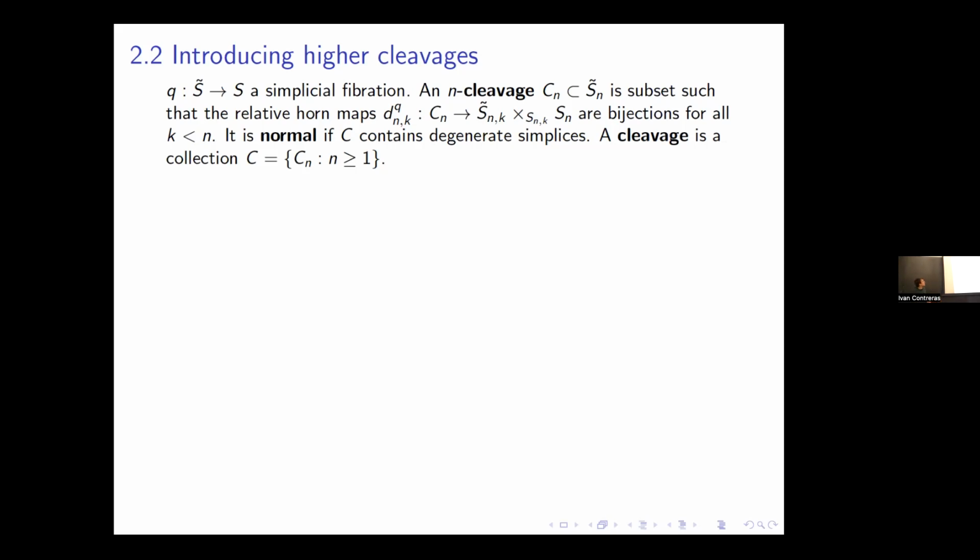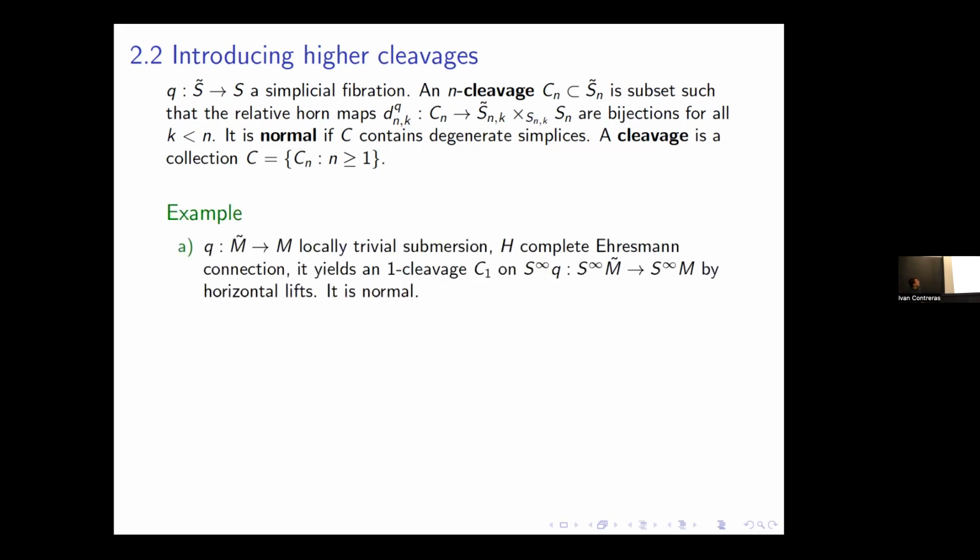So what is a cleavage for us? It's a collection of simplices upstairs that gives you a unique filling for any horn except the last one. It can be a bit weird, but it is this. Examples: if you start with a locally trivial submersion and a complete Ehresmann connection, well, you can lift; the cleavage would be a parallel horizontal lift of paths. This is the one cleavage.